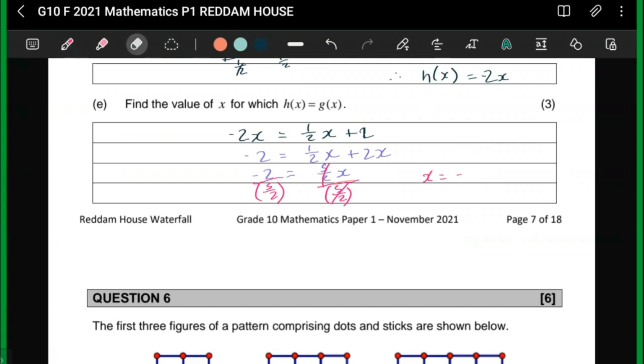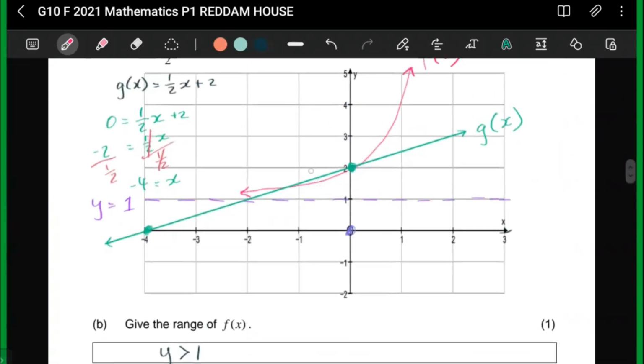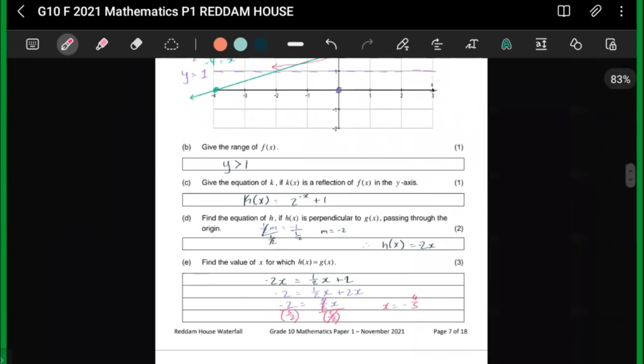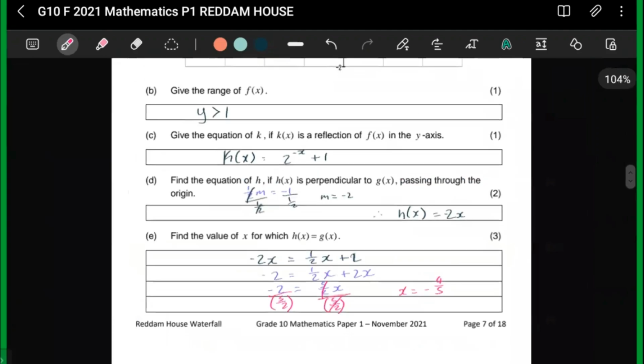It's -4/5. Yeah, that makes sense, because they're likely to touch before the -1. So if they touch somewhere here, the x value would be negative something before the -1. So this answer is fine. Let's move on to question number 6.